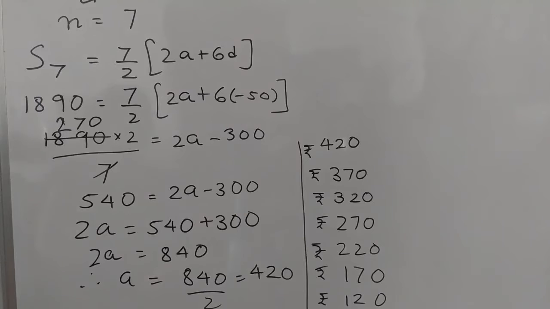So here we have completed our chapter 9, exercise 9B. Because geometric progression this time is not in our syllabus, we have completed arithmetic progression here, both the exercises.